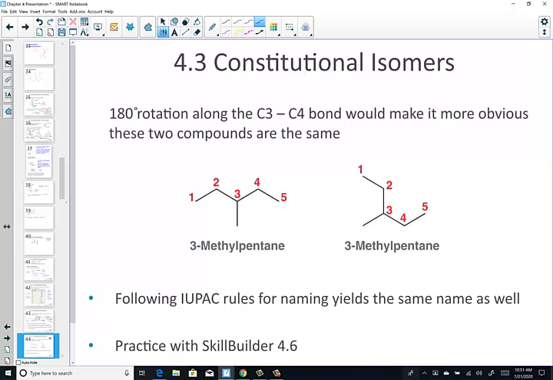When you rotate that carbon from carbon 3 to carbon 4, you're just kind of looking at rotating this bond. You twist that bond up, and you really just see it's more obvious that those two compounds are the same. My trick is to name them and see if you get the same name or a different name. That allows us to make an informed decision if the compounds are isomers or not.